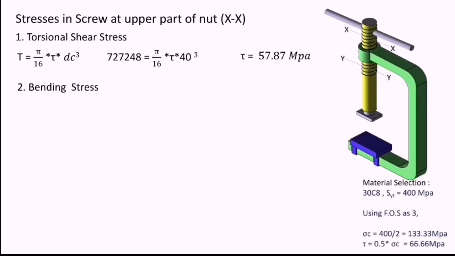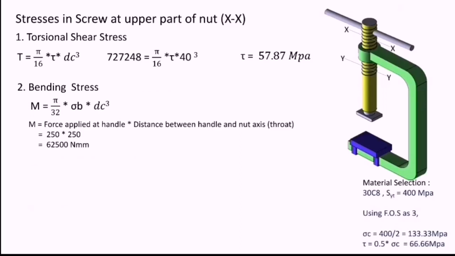For bending stress, I have the relation M is equal to pi by 32 sigma b dc cube, where M is the moment, which is given by the force multiplied by distance. The distance between the handle and the nut axis, that is the throat, is given to us in the question as 250. And a normal human being can apply a force of 250 to 400 Newton. Hence, I am taking the value of force as 250 Newton. On calculating, I will get the moment as 62,500. On substituting the values, I will get the answer for sigma b as 9.94 MPa.